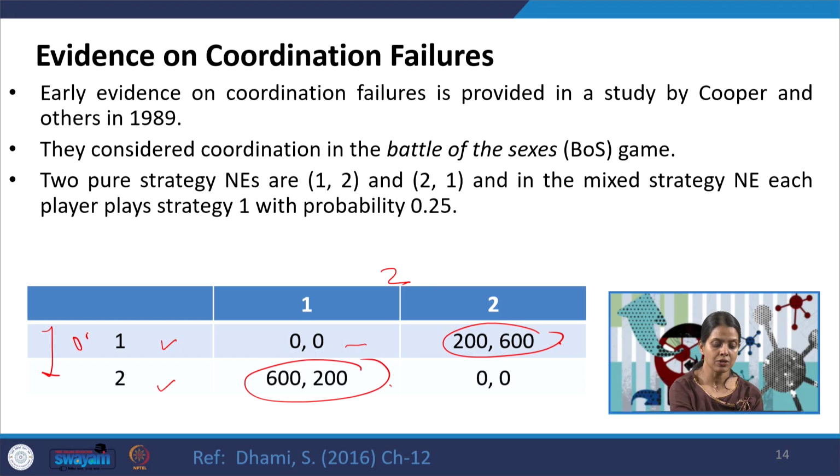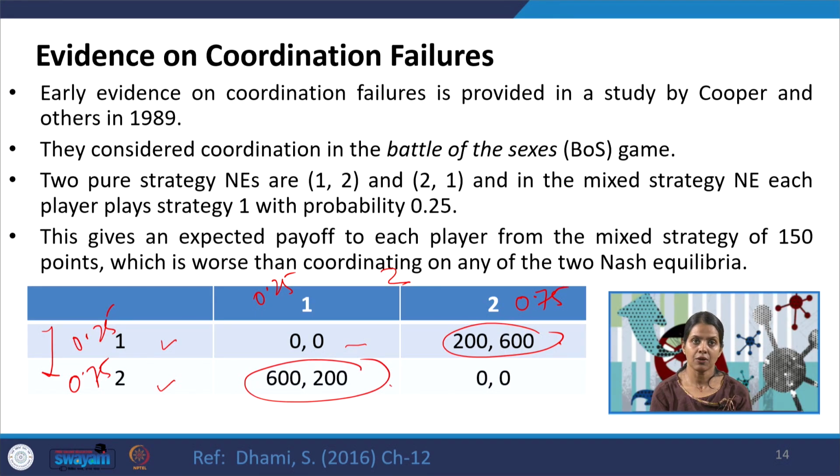So, this plays with 0.25, this is 0.75, again 0.25 and 0.75. This gives an expected payoff to each player from the mixed strategy of 150 points, which is worse than coordinating on any of the two Nash equilibria. So, if they go for Nash equilibria, then their benefits would be more, because the mixed strategy is going to give each one of them a payoff of 150, and this is less than both 200 and 600.